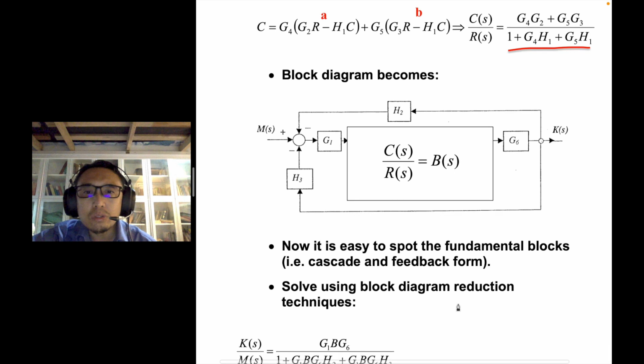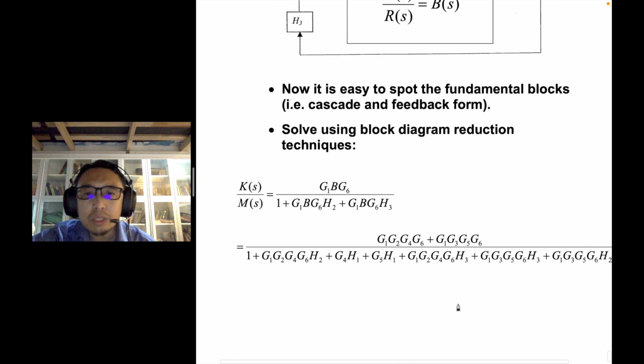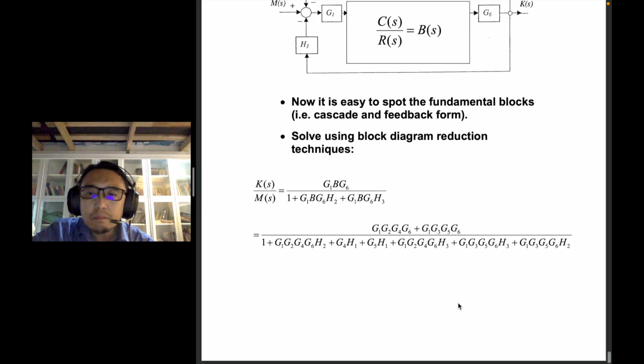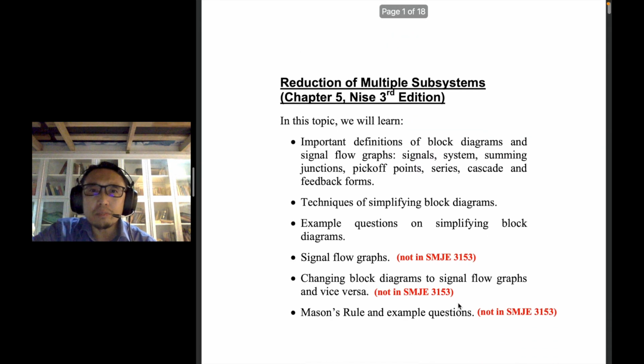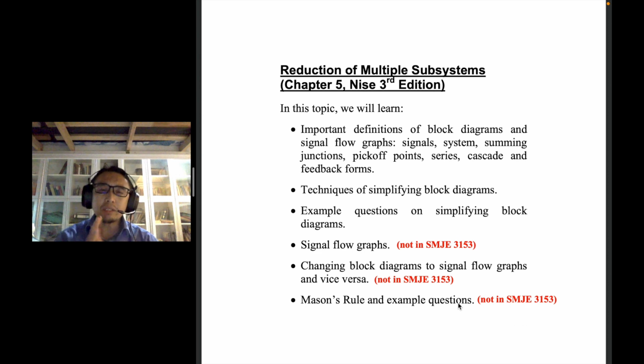So you can also use equations. The method is you identify the output, or the signal going out of summing junctions in that particular block diagram, and then you write all the signals together, and find the n-1 equations. Okay, so that's it for this topic, a very short topic on how to simplify multiple subsystems.